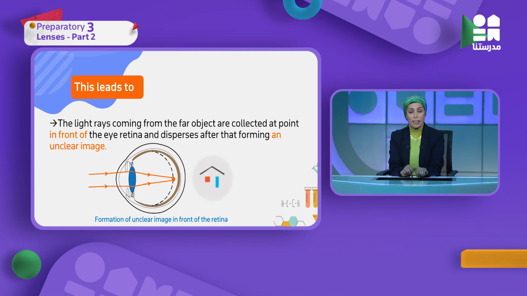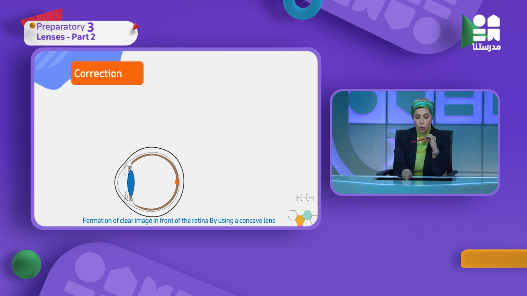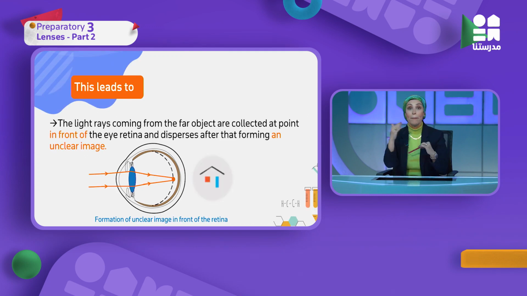Okay, so this is the house that I want to see. Look here, the light rays go and reach the convex lens of my eye. Is this convex lens normal? No, it's not normal, its convexity is large. So what about its focal length? Short focal length. So what happens here to the image? Will the image be formed behind the retina or in front of the retina? The light rays coming from the far objects are collected in front of the eye retina.